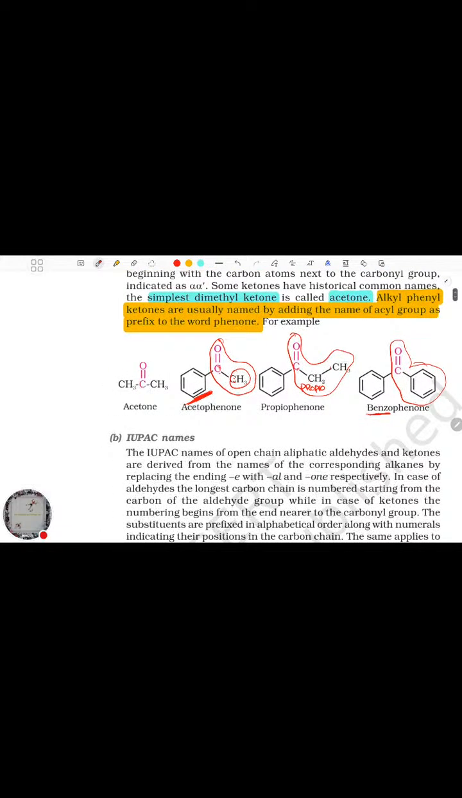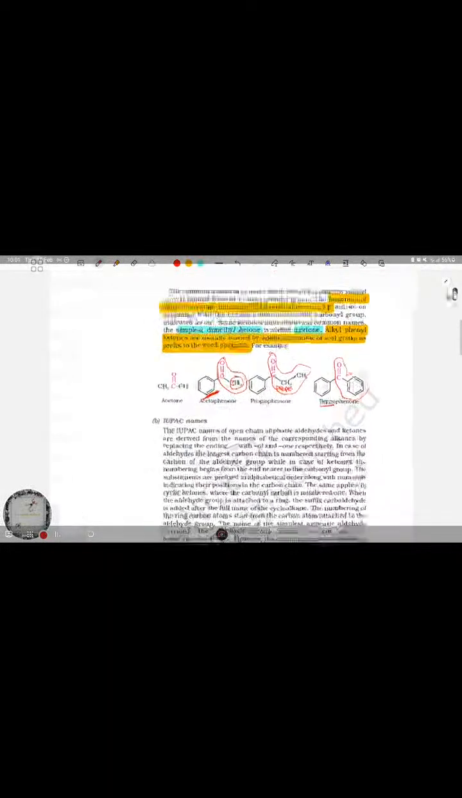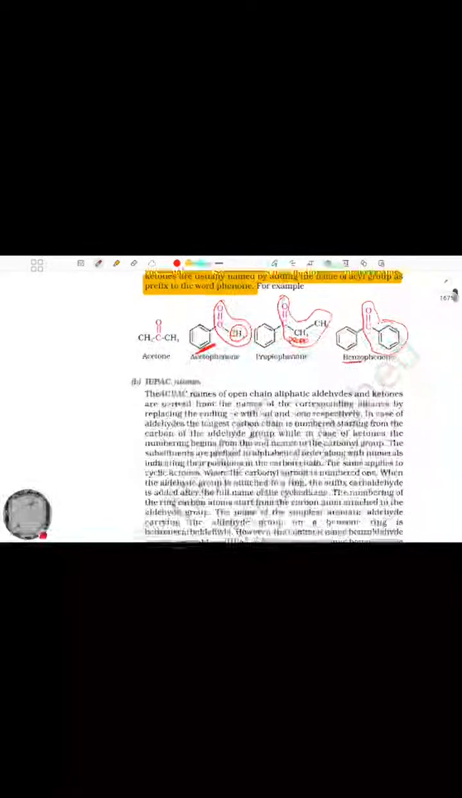And acetone is a historical name given, so which means that we can't change it over here, or it should be a dimethyl ketone. That's all about it. So let's enter into the IUPAC naming nomenclature.